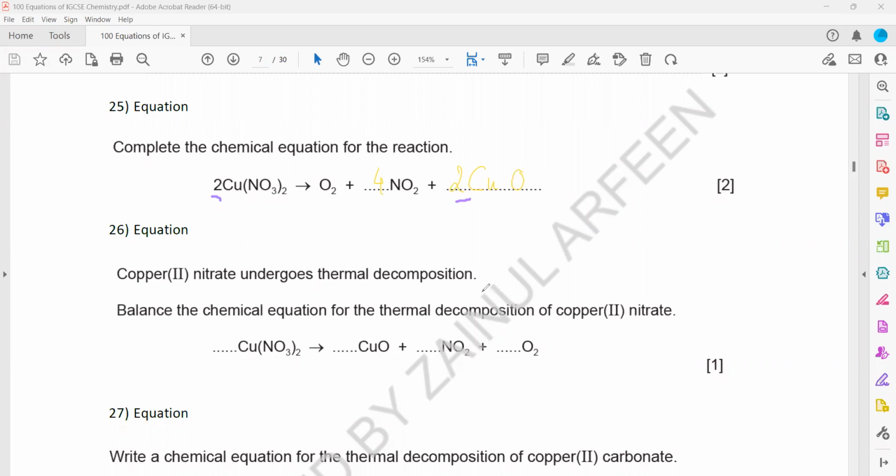The next equation is a similar equation. Copper 2 nitrate undergoes thermal decomposition. You have to balance this equation. It is the same equation. When 2 molecules of copper nitrate are heated, it will give 2 molecules of copper oxide, 4 molecules of nitrogen dioxide, plus oxygen. So you can write 1 here.